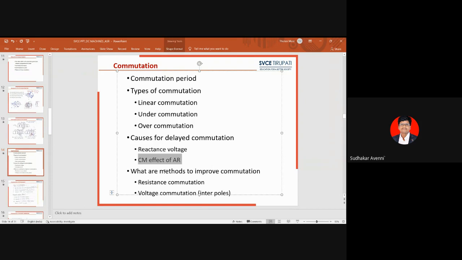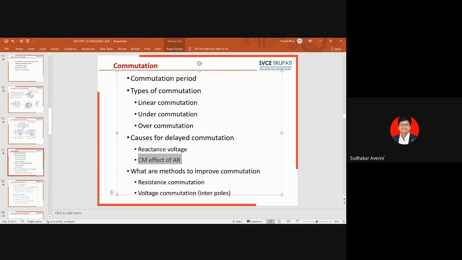What are the methods to improve commutation? One is resistance commutation, another is voltage commutation. Because of voltage commutation, we can neutralize the cross magnetization effect. Because of resistance commutation, we reduce the reactance voltage drop, the reactance voltage build-up. Then we can improve the commutation process.